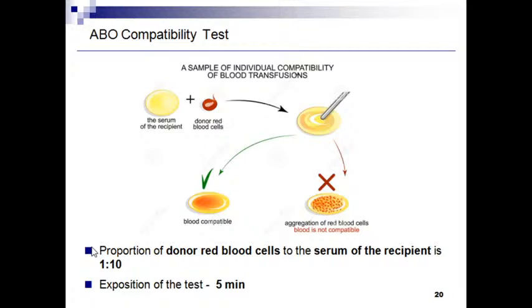If the blood clamping is absent, the donor blood is compatible to recipient serum. If the aggregation of red blood cells is present, the blood is not compatible, meaning erythrocytes will be clamped and destroyed. Donor erythrocytes will be destroyed by antibodies of the recipient plasma. We mustn't transfuse this blood portion in any case to our patient.